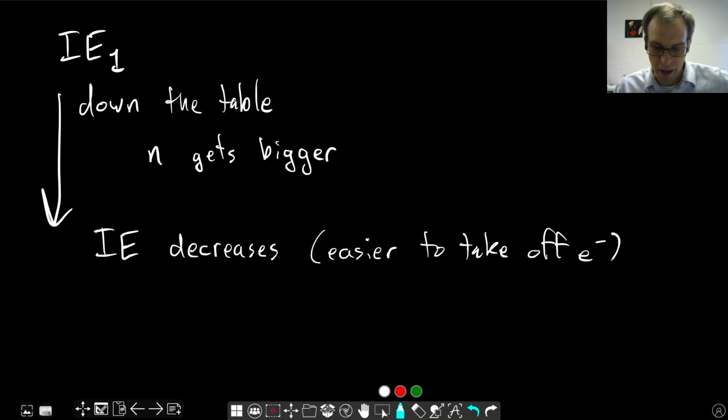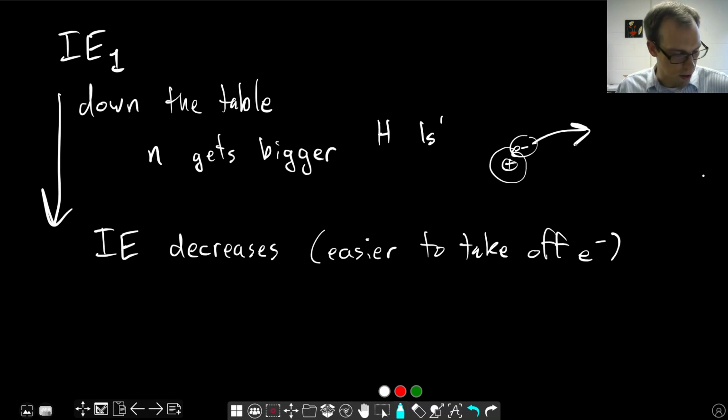So if we have something like hydrogen, that electron is held very close in a 1s orbital, right? So if we have hydrogen, its electron configuration is 1s1. And if we think about our electron here in this orbital around the nucleus, it takes a lot of energy to pull that electron away.